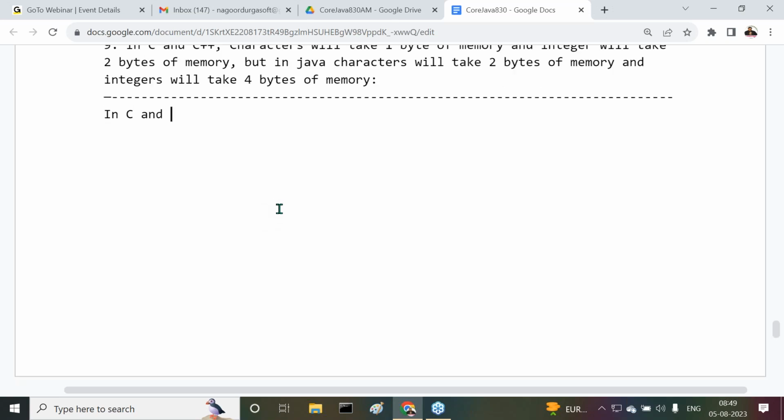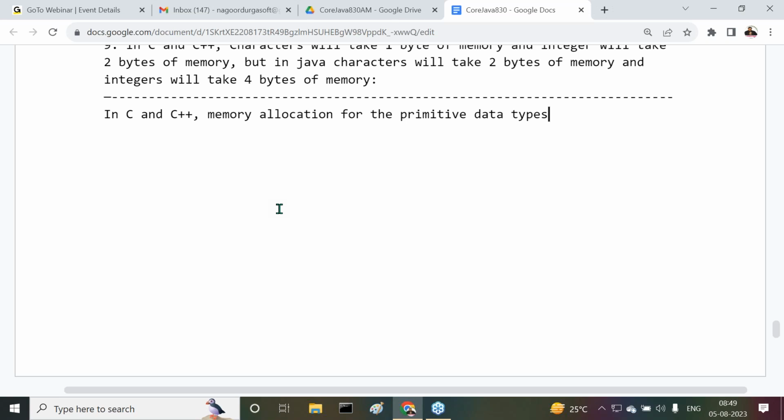In C and C++, memory allocation for the primitive data types. I think you are already aware of the primitive data types. What are the various primitive data types? Can you tell me now? What are the various primitive data types in any programming language in general? Byte, short, int, long, float, double, boolean, character. In Java, 8 are available. In some other languages, it may be less or it may be more. Depending on the languages only, the primitive data types are available.